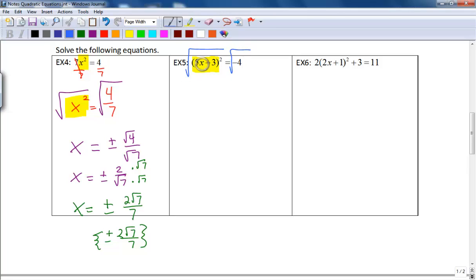So the square root of 5x plus 3 squared is just going to be my 5x plus 3, because squared and square root cancel, equals, again, make sure you write that plus or minus, because this is a side with a number, and I'm going to need the square root of negative 4. Well, the square root of negative 4 is 2i, because the negative under the radical comes out as an i.